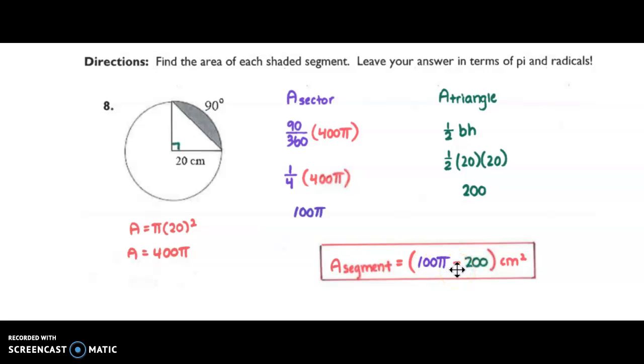Now this might sound silly, but I've seen it happen. You would not write negative 100 pi, right? These are not like terms. You're also not going to multiply 100 times pi and then minus 200 and give a decimal answer unless it asks you to round. If it says to leave your answer in decimals and round, then you're going to do everything that I just said. But the direction here says to leave your answer in terms of pi and radicals if there are radicals. And so this is completely acceptable. You're going to leave it as 100 pi minus 200 here.